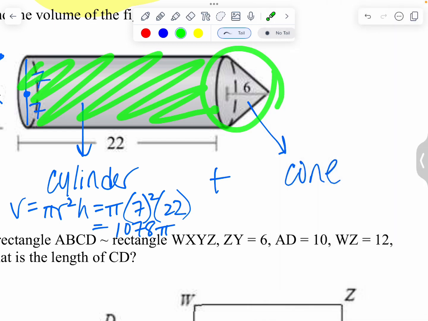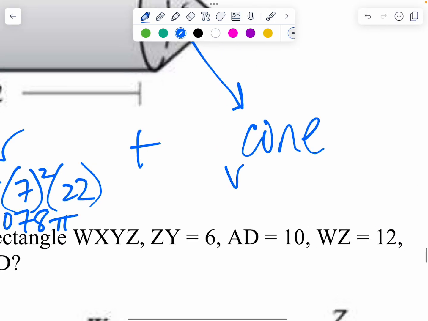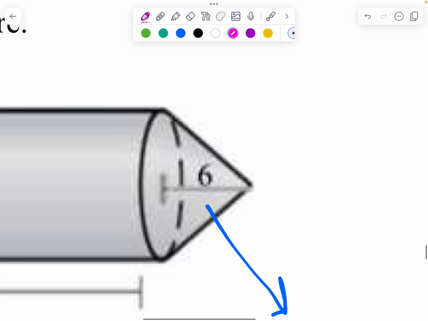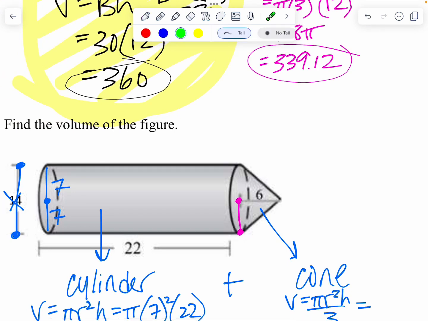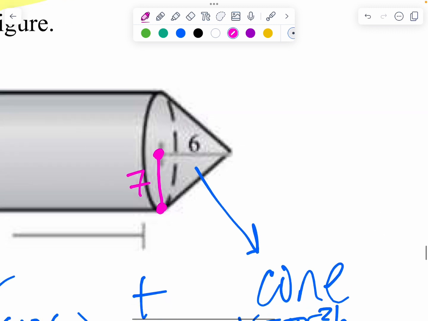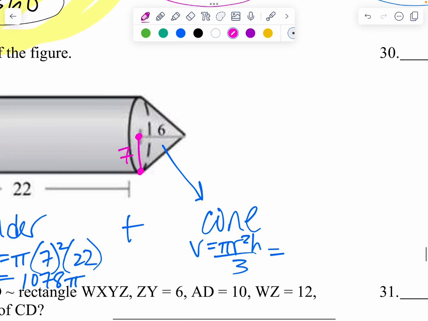Now it's time to do the cone, and we have a cone formula. Its volume equals pi r squared h divided by 3. Here's something weird. We do not know what the radius is, do we? I bet we can look over here because isn't it the same circle? Okay, so it looks like from here to here is 7, so I'm also going to label that right there as a 7. Okay, use the picture because it's the same. The cone and the cylinder are stuck together.